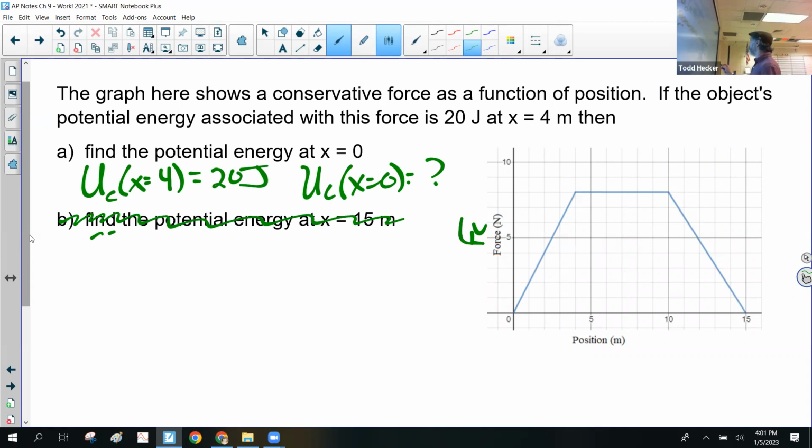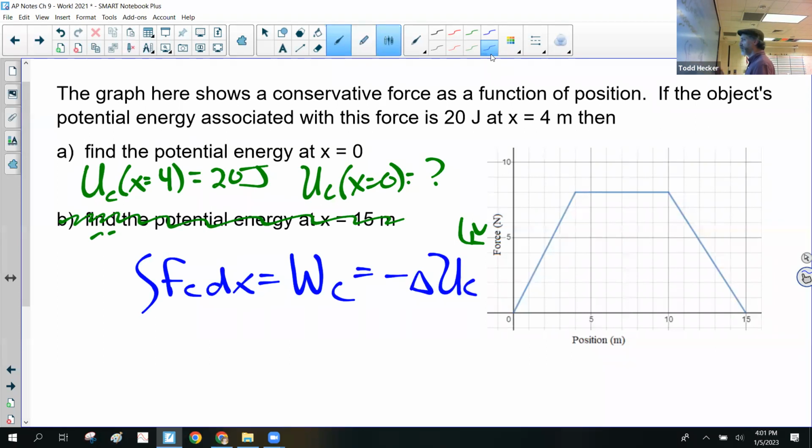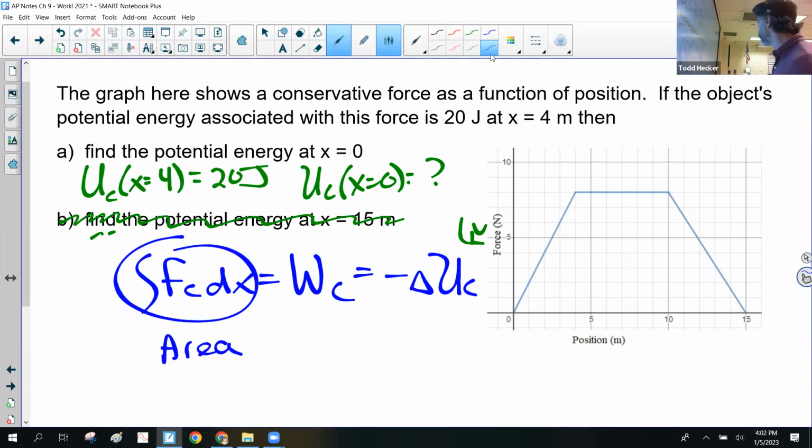So what I want to remember here is that if I integrate my conservative force with respect to position, that gives me the work done by the conservative force. That's the same as the opposite of the change in potential energy. Oh, and this integral just means area. So let's find the area between x equals 0 and x equals 4. Here's my little triangle. So this area is going to be half of base times height. So my base is 4, my height is 8. So 2 times 8 has an area of 16.